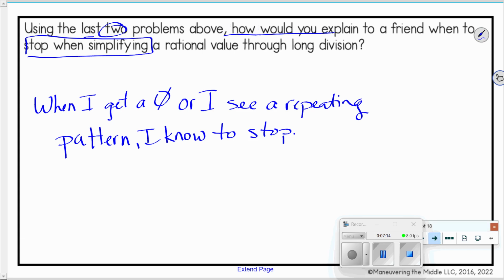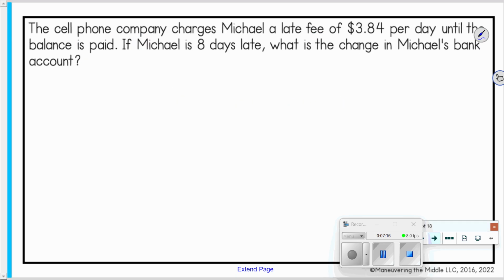Okay. The next one. A cell phone company charges Michael a late fee of $3.84 per day until the balance is paid. If Michael is 8 days late, what is the change in Michael's bank account? How do I set this one up?